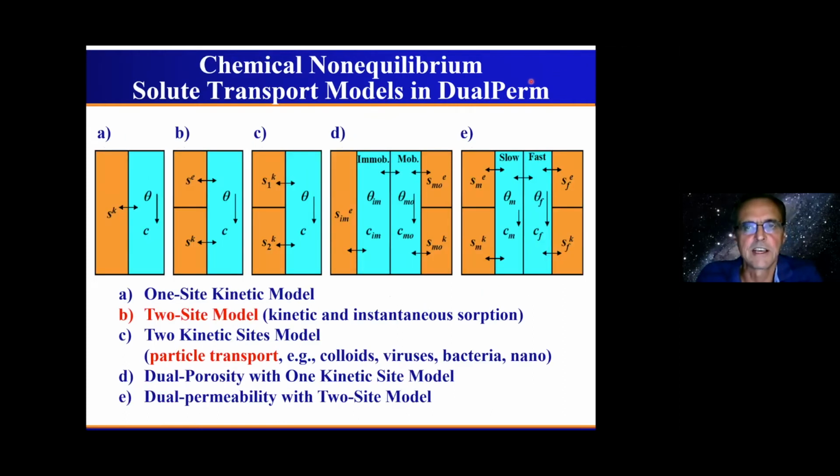And this dual perm model can also consider various chemical non-equilibrium conditions. So it can consider both instantaneous and kinetic sorption, sorption with two different rates, two kinetic rates. This is often used for the transport of bacteria and particles, where you can consider one of these sorption mechanisms for attachment, the other sorption mechanism for straining or sorption to the air-water interface, etc. And you can then also have kinetic and instantaneous reactions in mobile and immobile zone when you have these dual permeability porosity systems.